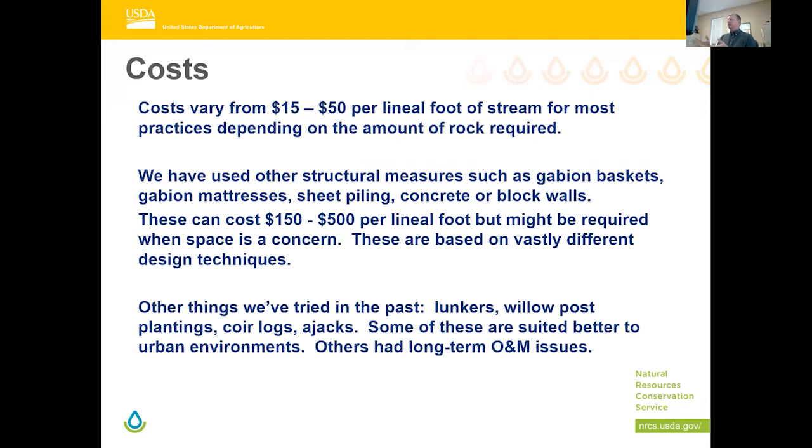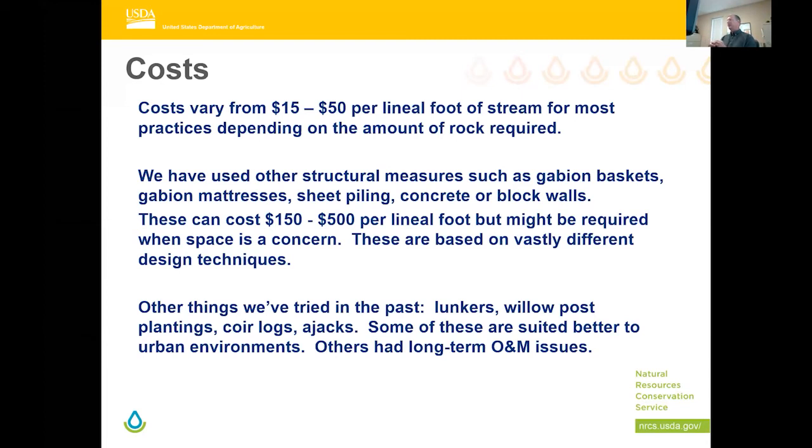So the costs. The costs for most of these practices vary from about $15 per lineal foot to about $50 a lineal foot of stream. And that just pretty much is based on the amount of rock that's required and the ease of access for delivering that rock. So it's a pretty economical way to not use very much riprap and have a really good result.